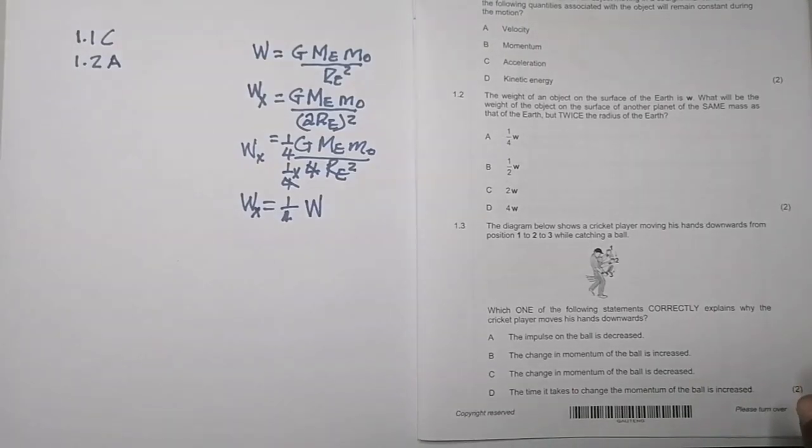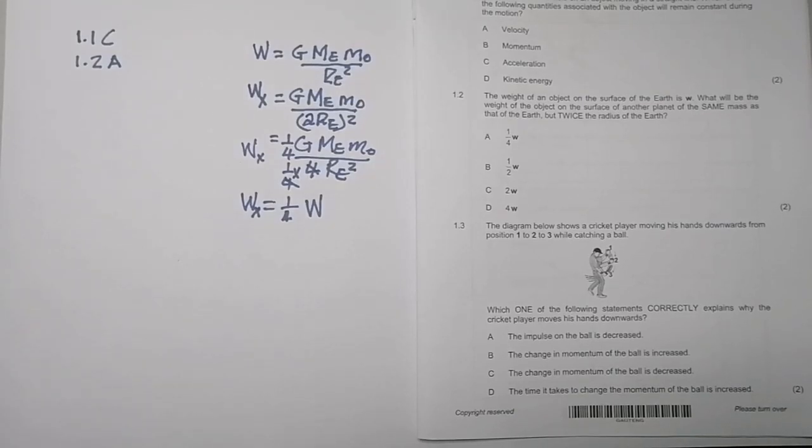So they say to us, which one of the following statements correctly explains why the cricket player moves his hands downwards? Okay, so if you think about it, a cricket player doesn't just hold their hands stiffly as they catch a ball, but they actually move them downwards, right? In this case, they ask, why does the cricket player move the hands downwards? So the first response there says the impulse on the ball is decreased.